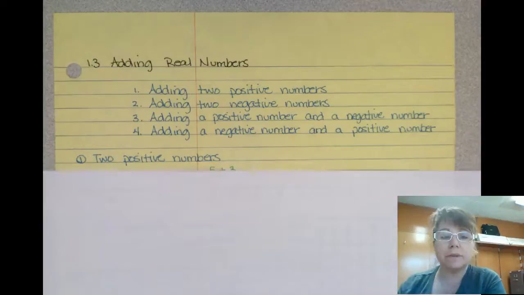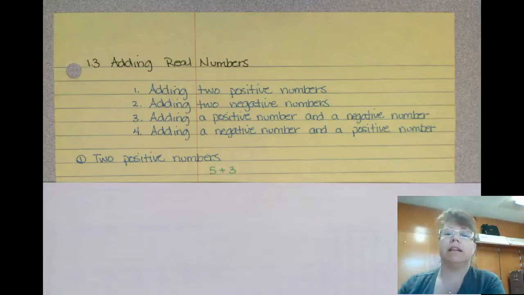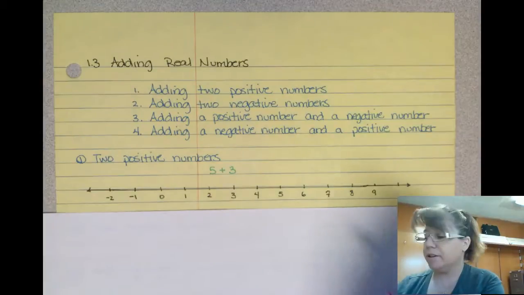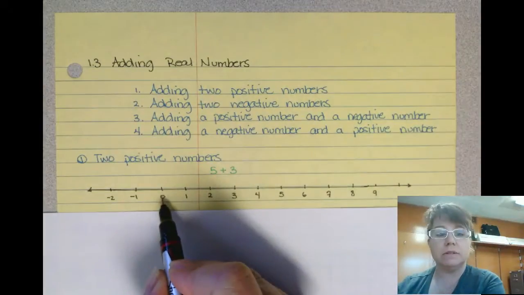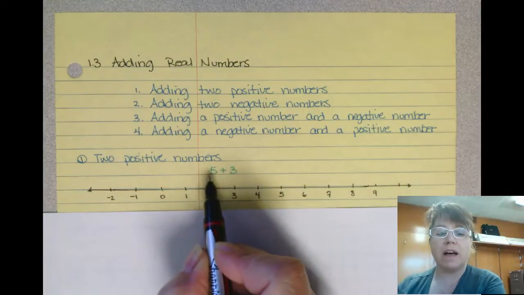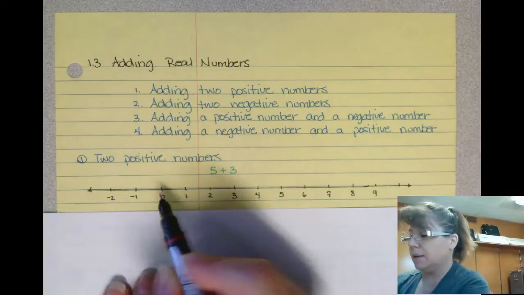So 2 positive numbers. Let's think about the problem 5 plus 3. Now we know the answer is 8, but let's see what it would look like on a number line. So on a number line, I've just created a number line from -2 all the way to 9. And I'm going to start at our origin of 0, and I'm going to take our first positive number, the 5, and I'm going to move along the number line a positive 5 times.